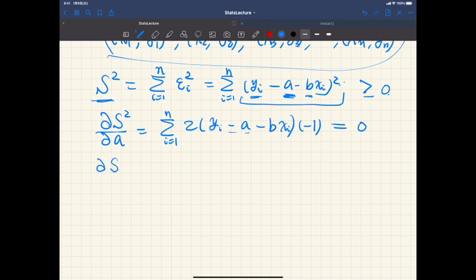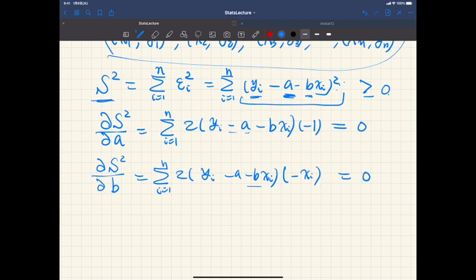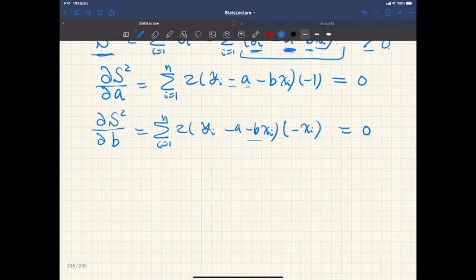Okay. And you also differentiate this S squared with respect to b. This is so similar up to this point. By the chain rule, you have negative x_i here. So this should be equal to 0. Now let's manipulate this a little bit.